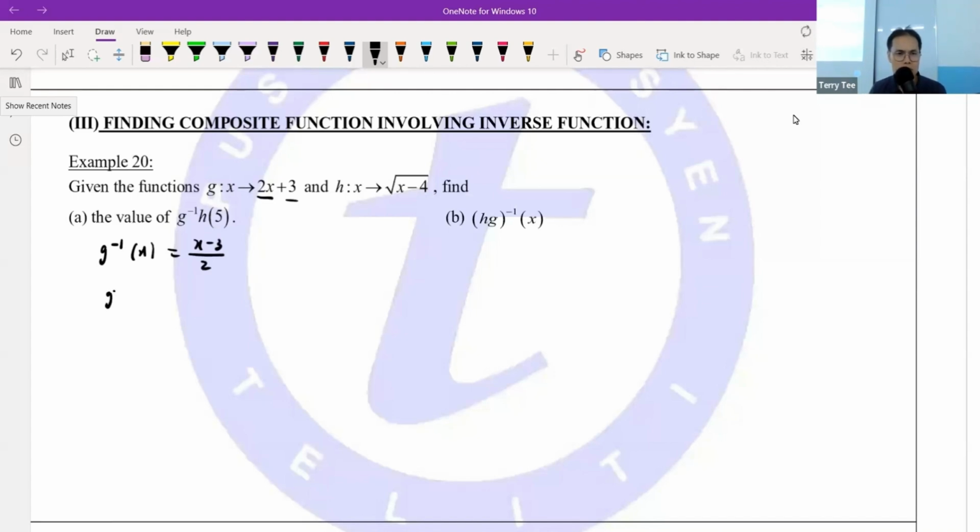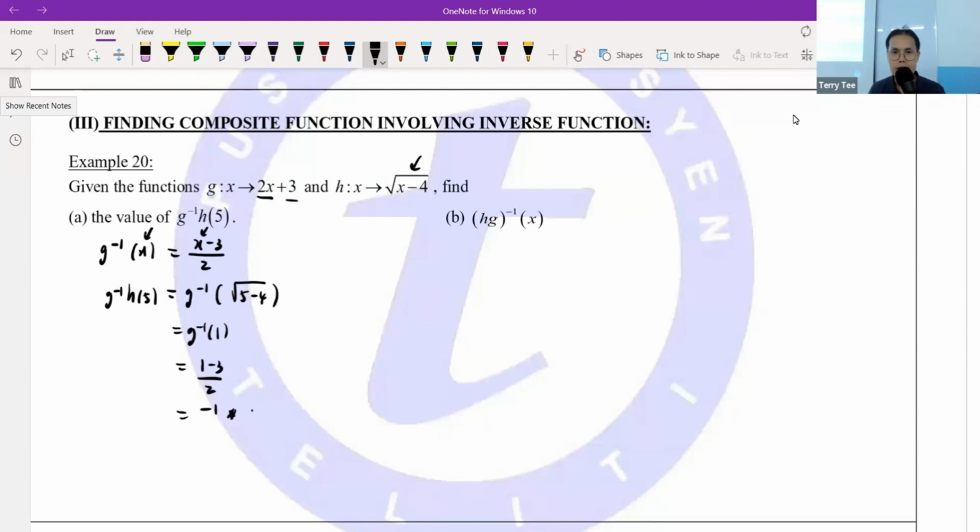Okay, maybe I do g inverse h(5) straight away. I put 5 inside my h. This will be square root of 5 minus 4, which gives us 1. g inverse 1. So take 1, sub inside here and here. You should get 1 minus 3 over 2. Answer negative 2 over 2, which gives us negative 1.